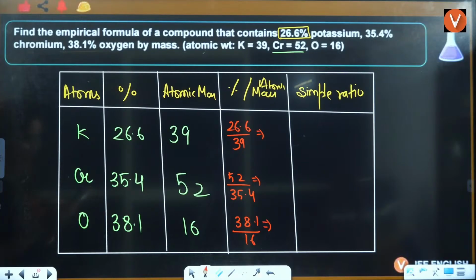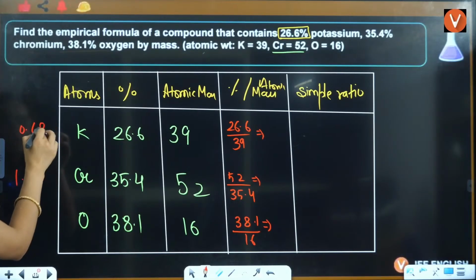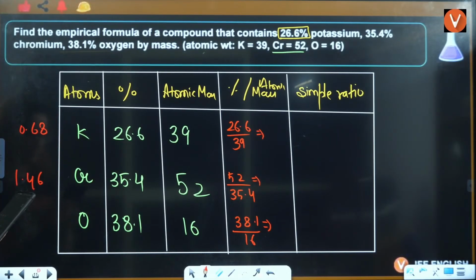35.4 divided by 52 is 1.46, that is, 26.6 divided by 39, that is 0.68, and this is 38.1 divided by 16, that is coming out to be 2.3. Okay, so if I divide 1.46, wait a minute, 0.68, yes. Okay.